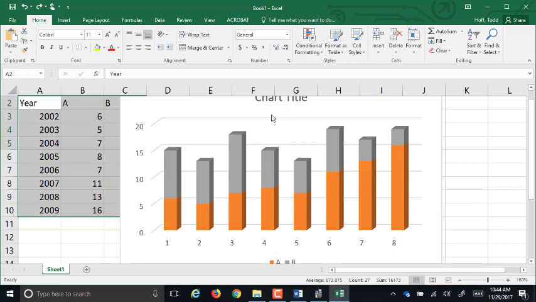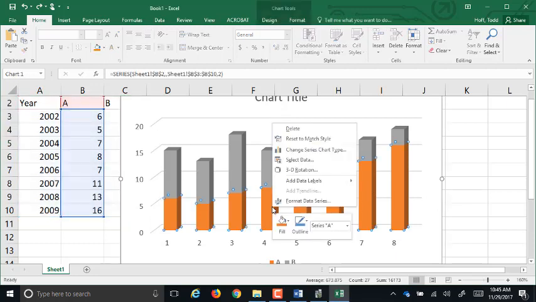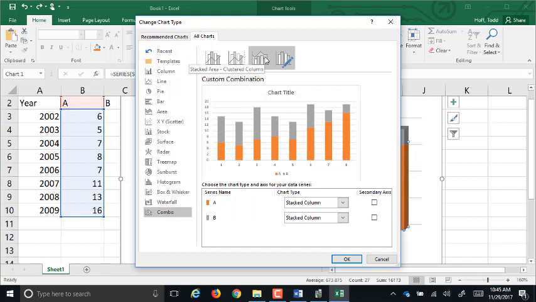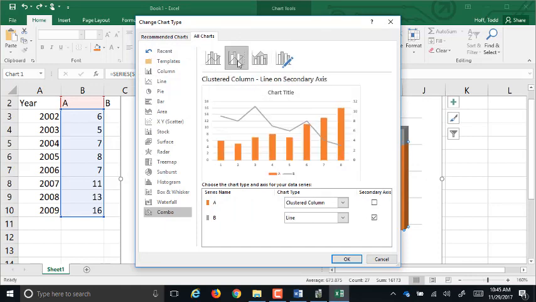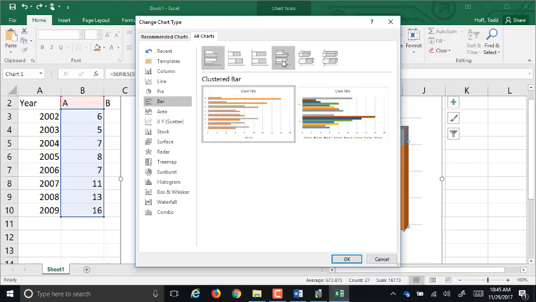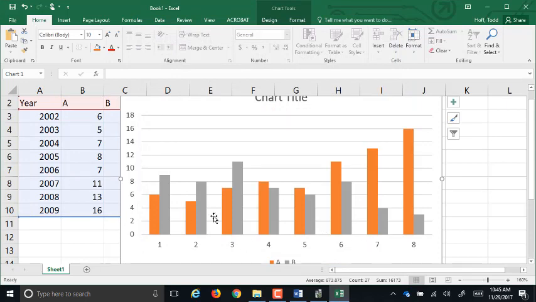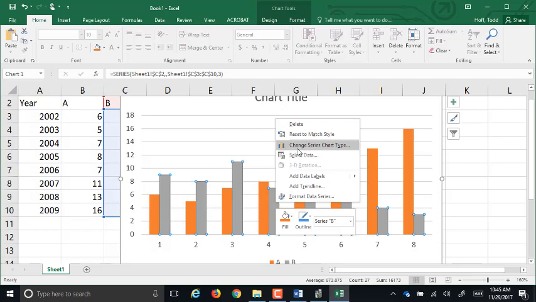If I wanted to change this to a side-by-side double bar graph, all you have to do is go change series chart type, change chart, and there click, that's not what I want, double bar graph. Here we go, bar graph, column graph's what I want. And there I can click side by side, and there it is. So that's all you really have to do in Excel, just change chart type, change series chart type, I should say. And you can change that from stack to a double bar graph really quickly like that.